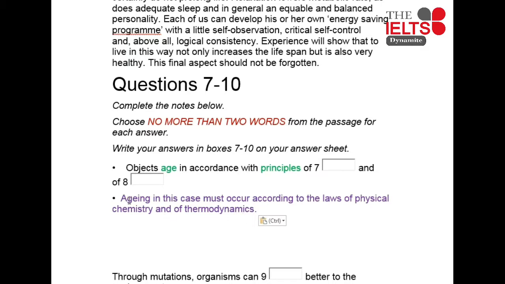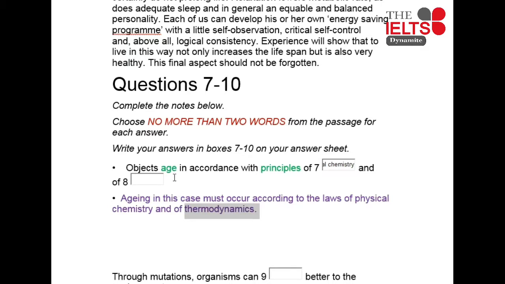Why? Because the same here. Let's compare them again. Aging is a noun here, and in the question he restructured it as a verb. Objects age, become older. In accordance with, according to. Principles, laws. So laws of what? Of physical chemistry. So this is the first answer: physical chemistry. And the second one here: of thermodynamics.